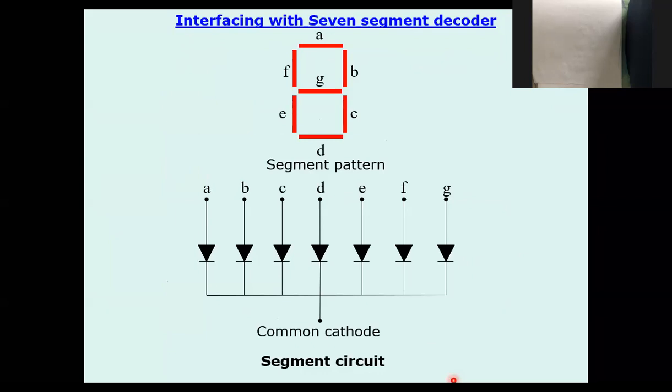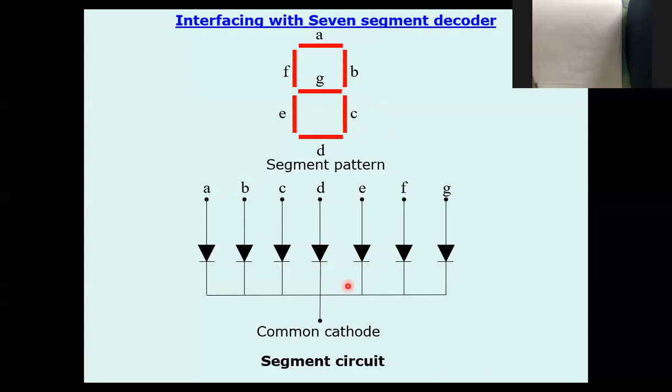There will be 7 LEDs there: A, B, C, D, E, F, G. These are the segments we have. Another segment is there, called the dot over here. This is a common cathode configuration. If it is common anode, this diode will be reversed.